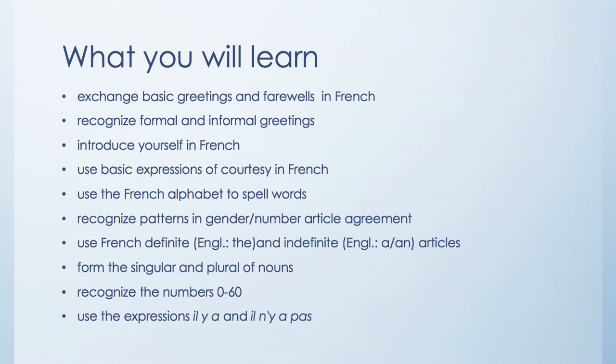You will use the French alphabet to spell words. You will recognize patterns in gender and number and article agreement. Gender is a big problem in French because there are only 2 genders. We don't have it in French. So everything is either masculine or feminine. This is a big problem when it comes to inanimate things, like, for instance, the computer. Is it masculine or is it feminine?